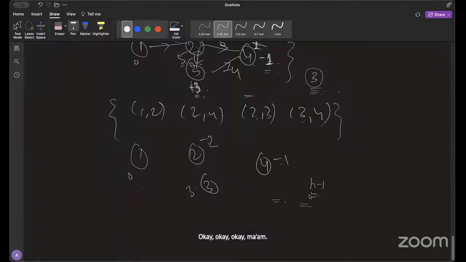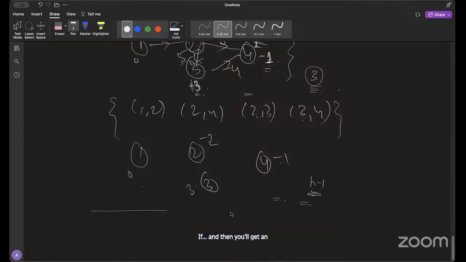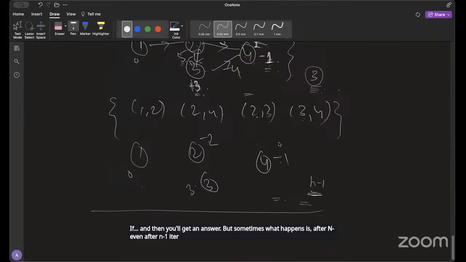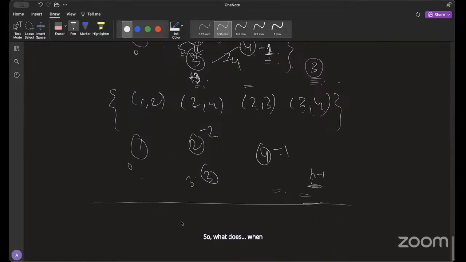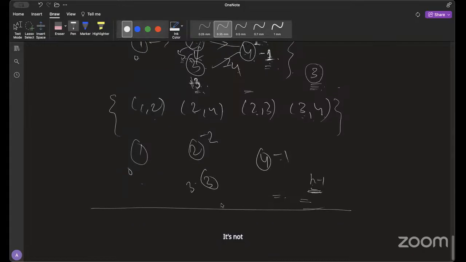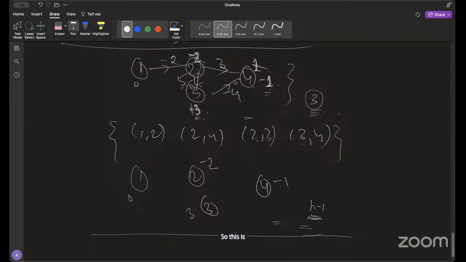After the first iteration, and after n minus 1 iterations, the things will become fixed, and then you will get an answer. But sometimes, even after n minus 1 iterations, the weights keep changing. So when does that happen? That happens when you have a cycle, and not just a cycle, when you have a negative cycle. In this case, it's a positive cycle.